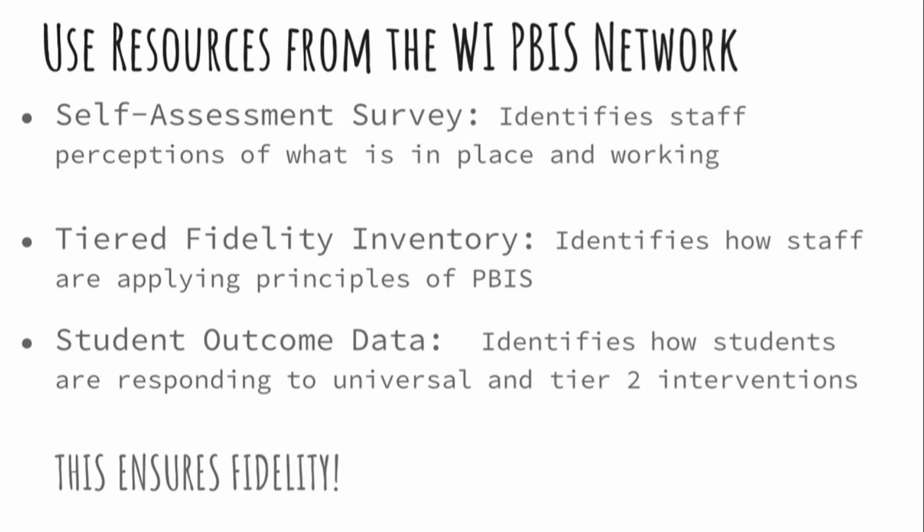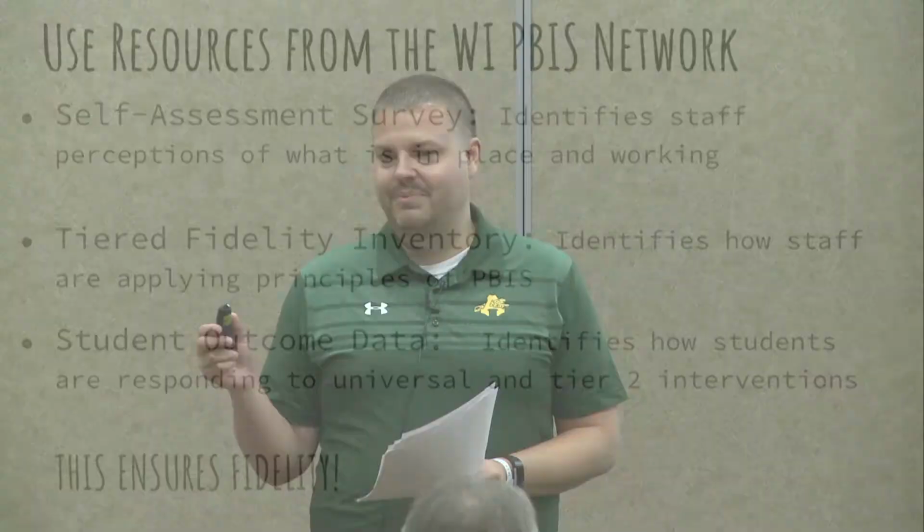The tiered fidelity inventory identifies how staff are applying the principles, and we can have good conversations about our perceptions matching what's actually being observed by our external coach who comes in and does observations, and by our team. Is there a good match there, or are there some gaps where we need to address or make some changes? And then we also are constantly looking at that student outcome data. How are students responding to our universal things? How are students responding to our Tier 2 interventions? And by putting all these things together, we really feel like we are doing a good job of adjusting as we need to.